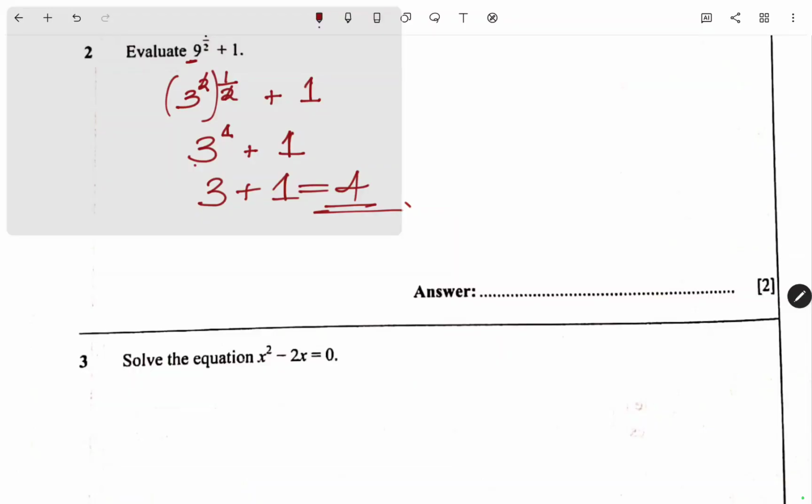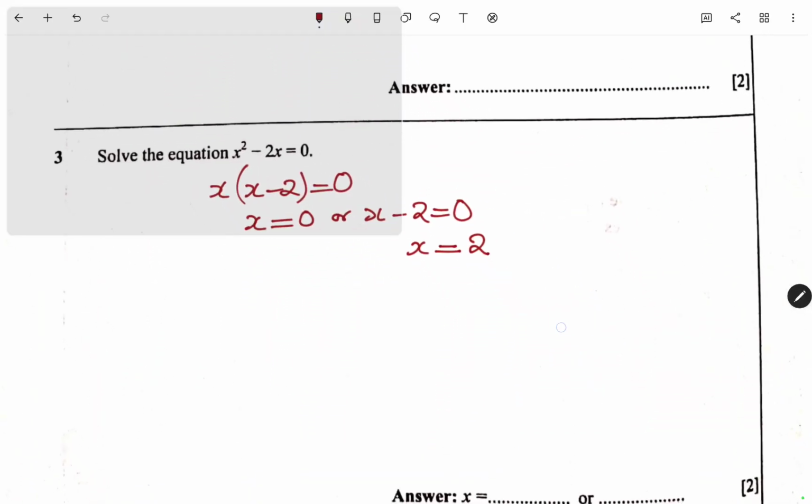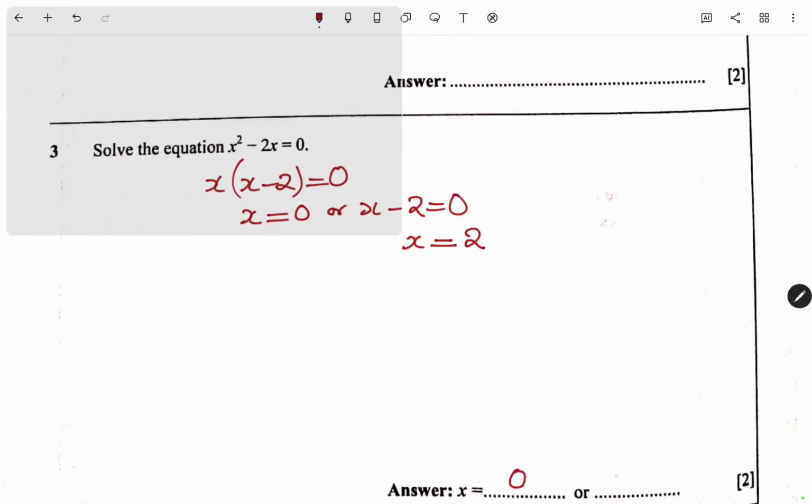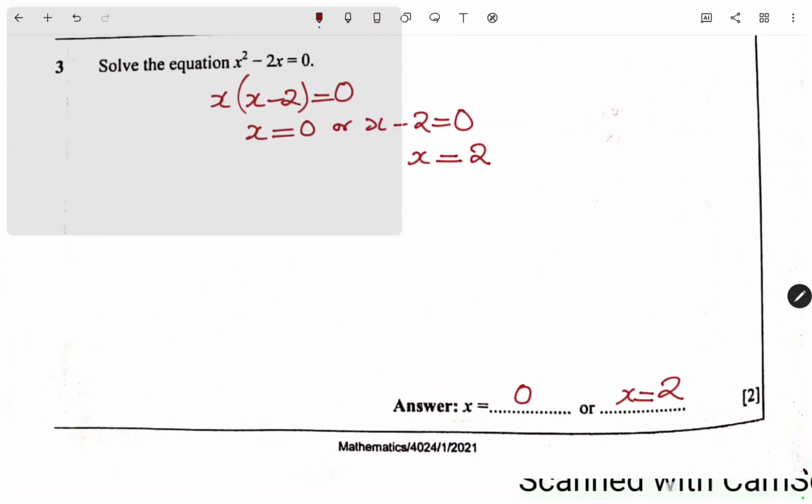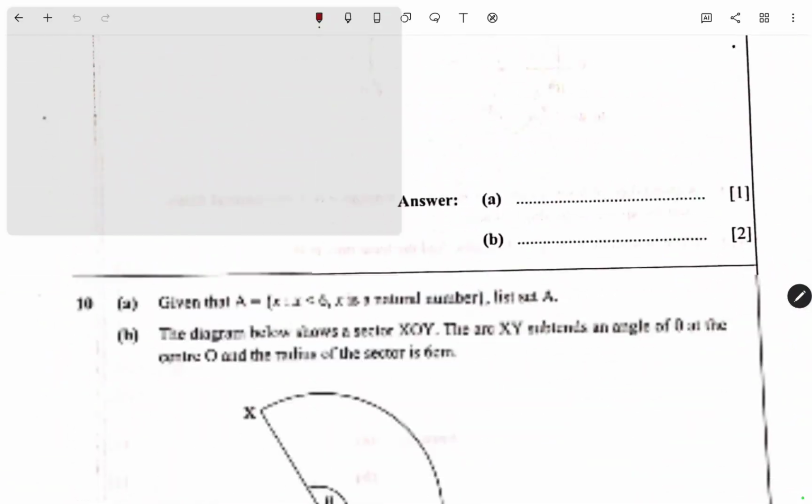Solve the equation. Like we said, this is a quadratic. We factorize x, so this will be x, open brackets, x minus 2 is equal to 0. So I have x is equal to 0, or x minus 2 is equal to 0. So this will go the other side, x is equal to 2 there. So there are two values of x. X is equal to 0, or x is equal to positive 2. So those are the solutions for equations. So each time you're given a quadratic, there are two solutions.